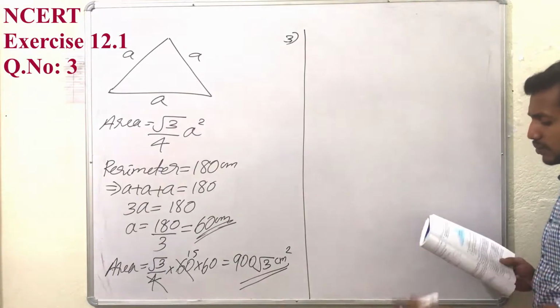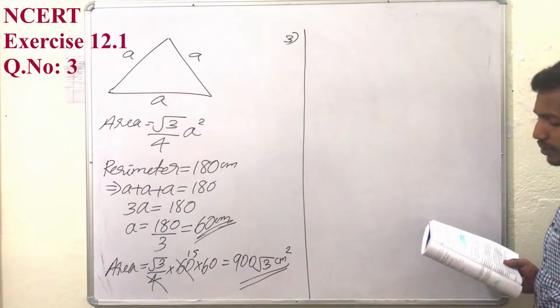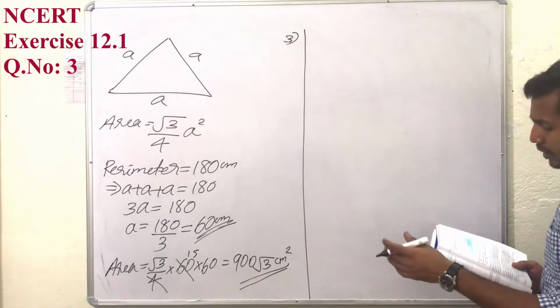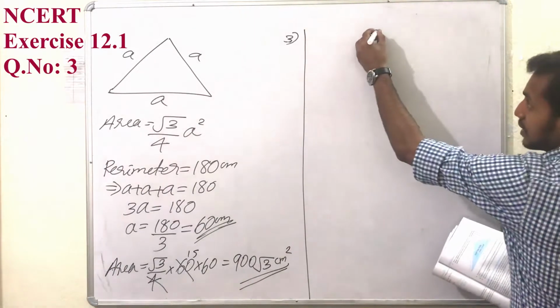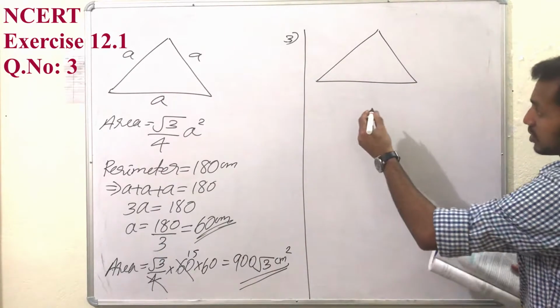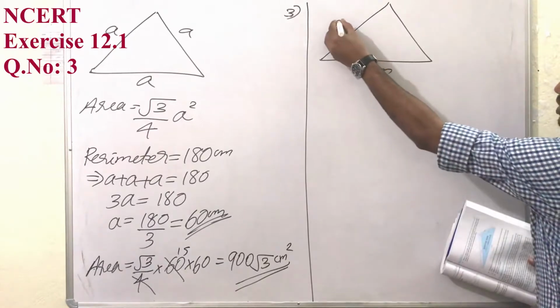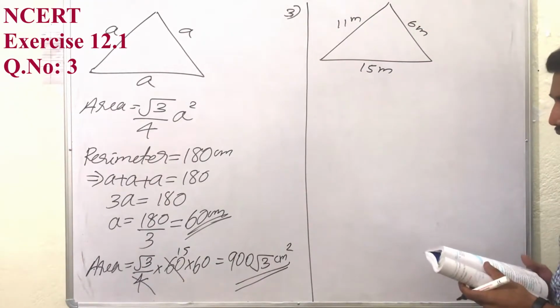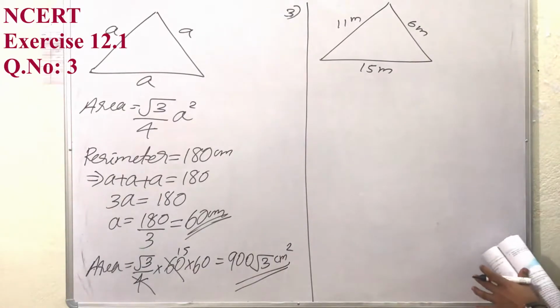One of the walls has been painted some color with a message: keep the park green and clean. If the sides of the wall are 15 meter, 11 meter and 6 meter, then find the area painted in color.